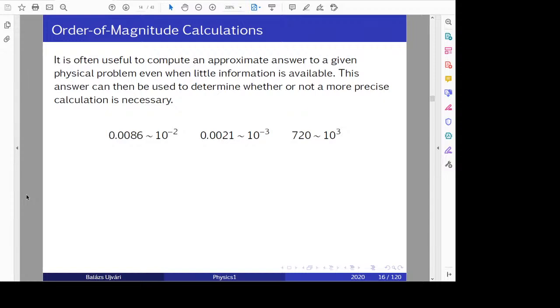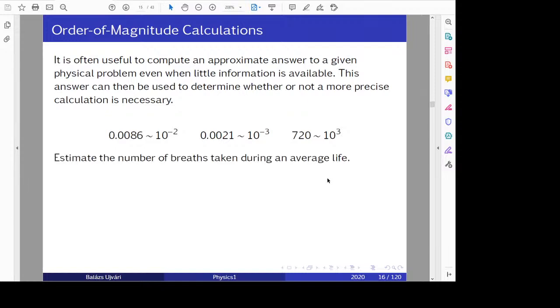In the order of magnitude calculation, I'm talking about, let's see, 0.0086 is 10 to minus 2. 720 is 10 to 3. So in most cases, we talk about the order of magnitude and not the precise number.